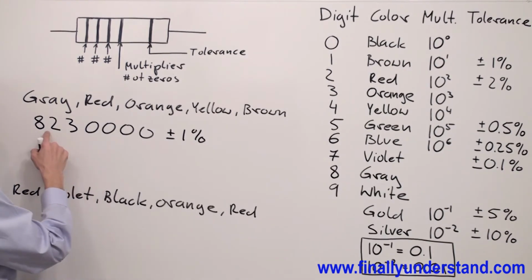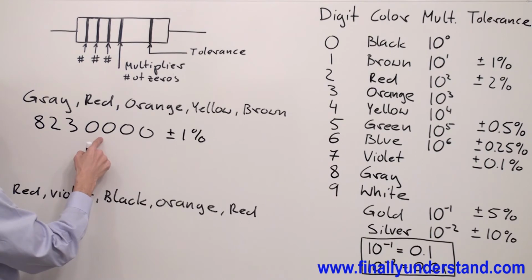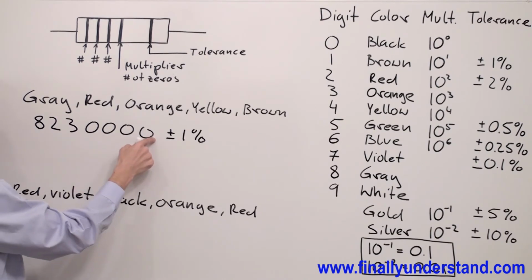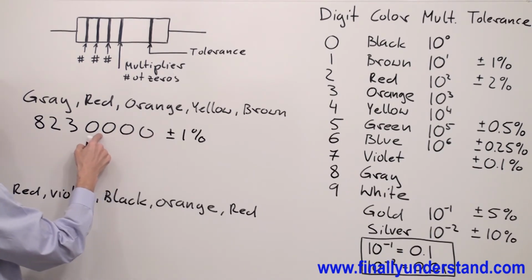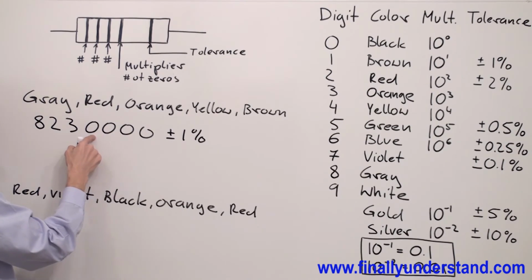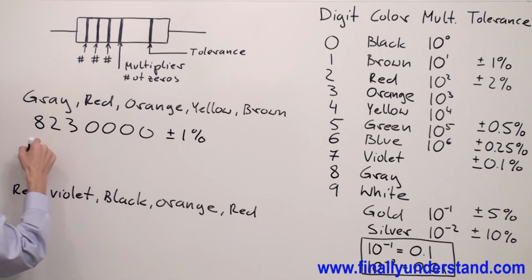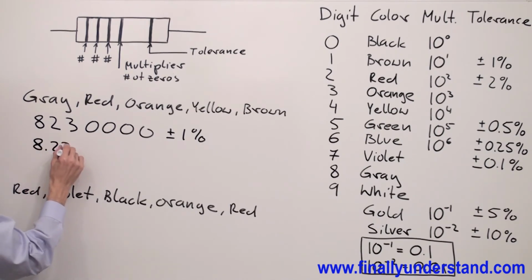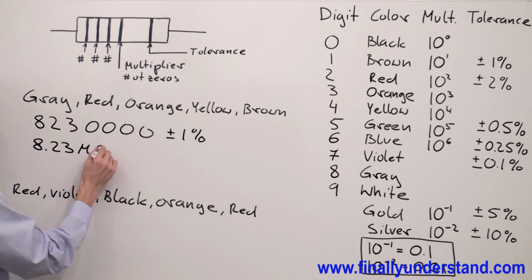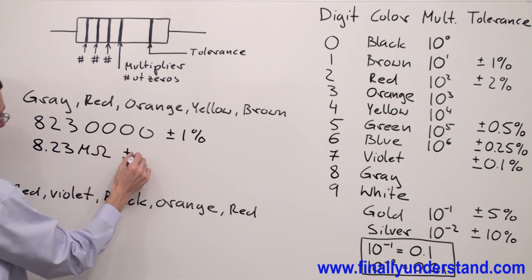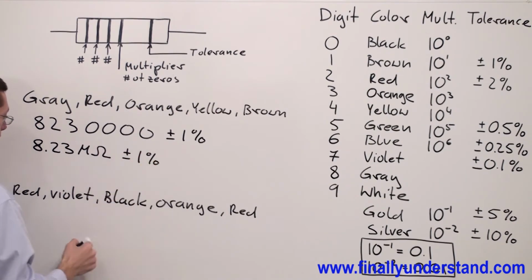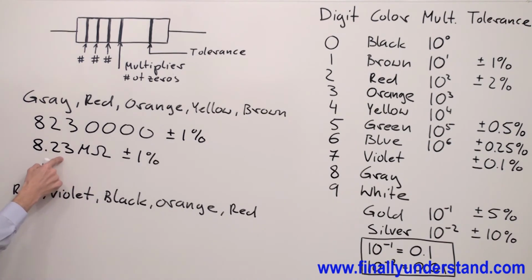We have to convert this notation to engineering notation. By moving the decimal point 3 times to the left, I'm going to get K, I mean kiloohms. If I move an extra 3 places, I'm going to have mega. That's why the resistance of this resistor is 8.23 mega ohms plus minus 1% of the tolerance. This is the resistance of this resistor.